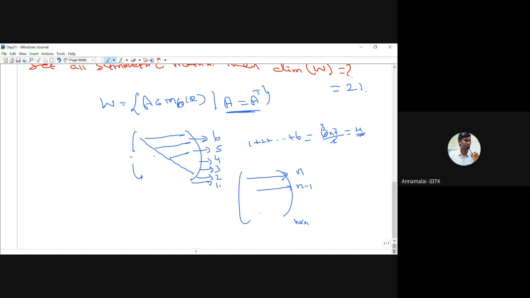Okay, and so on. The last row contains only one unknown. Therefore, total number of unknowns is 1 plus 2 plus etc. plus n. So this is nothing but n into n plus 1 by 2. So this is the dimension of the set of all symmetric matrices.